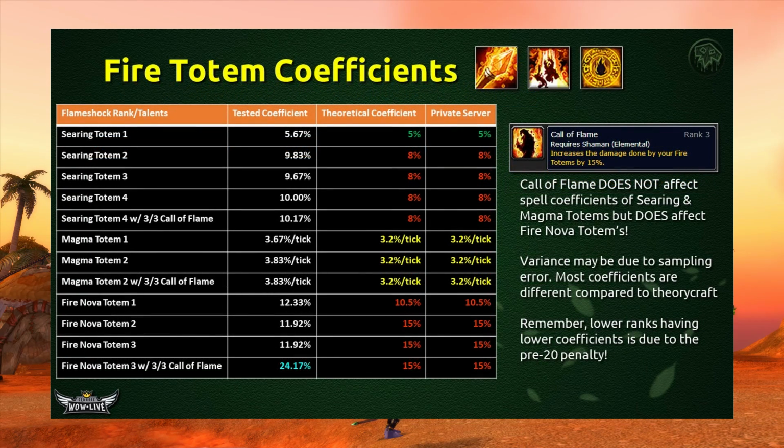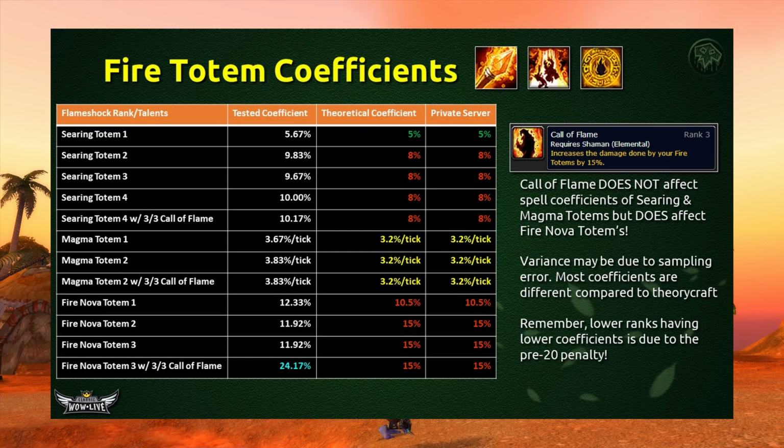Now let's take a look at the fire totems. There are 3 fire totems: Searing Totem, Magma Totem, and Fire Nova Totem. We'll go to Searing first. On the Theorycraft add-on and on private servers, you get about 8%. However, on the beta, it's closer to 10%, so it's about a 2% increase. Notice that Call of Flame does not increase the spell coefficient for Searing Totem.